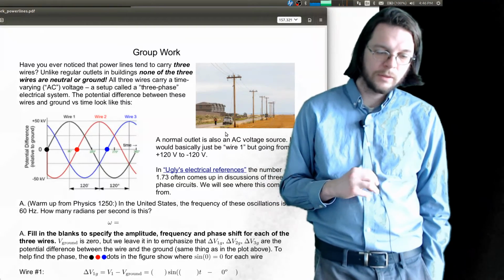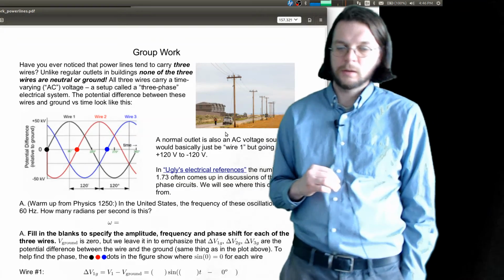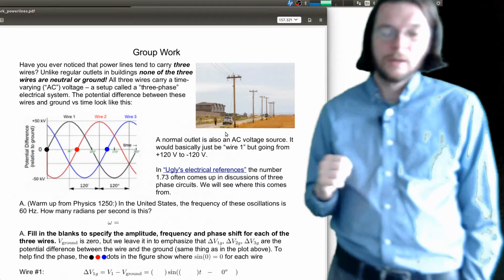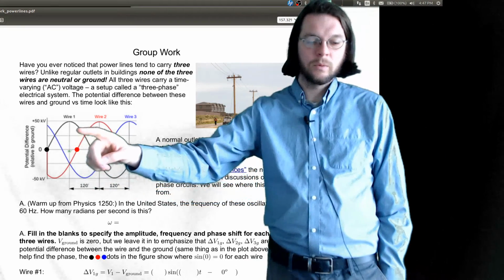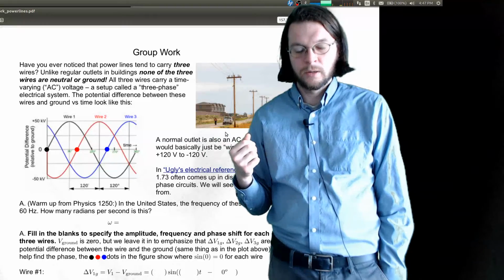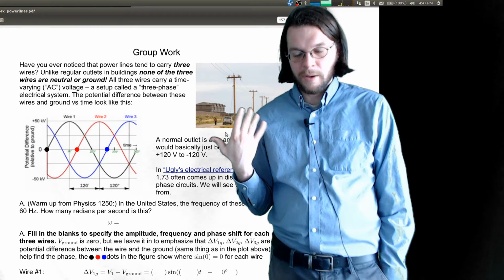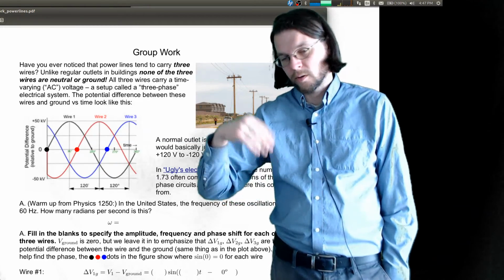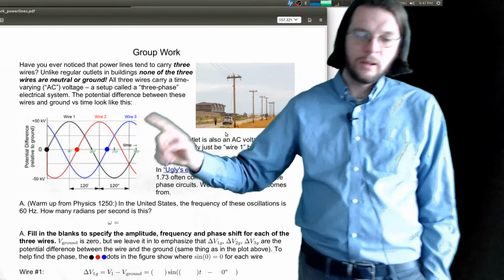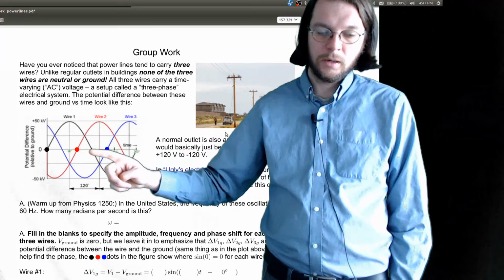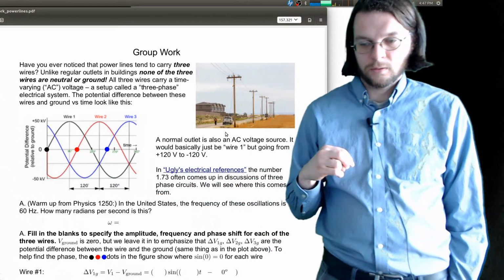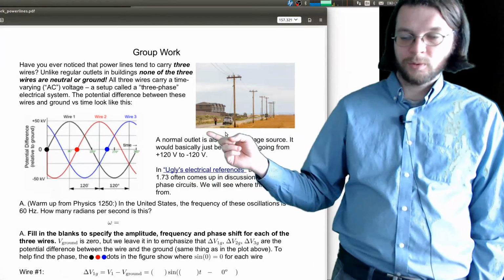Now, the nice part about this, the reason that from an engineering perspective that this is a fairly smart thing to do, is that if you only had one wire, and if that wire was carrying AC current, then the power in your device, if you're running a motor, powering a resistor, powering something, the power in that device is related to the voltage that the power lines are supplying.